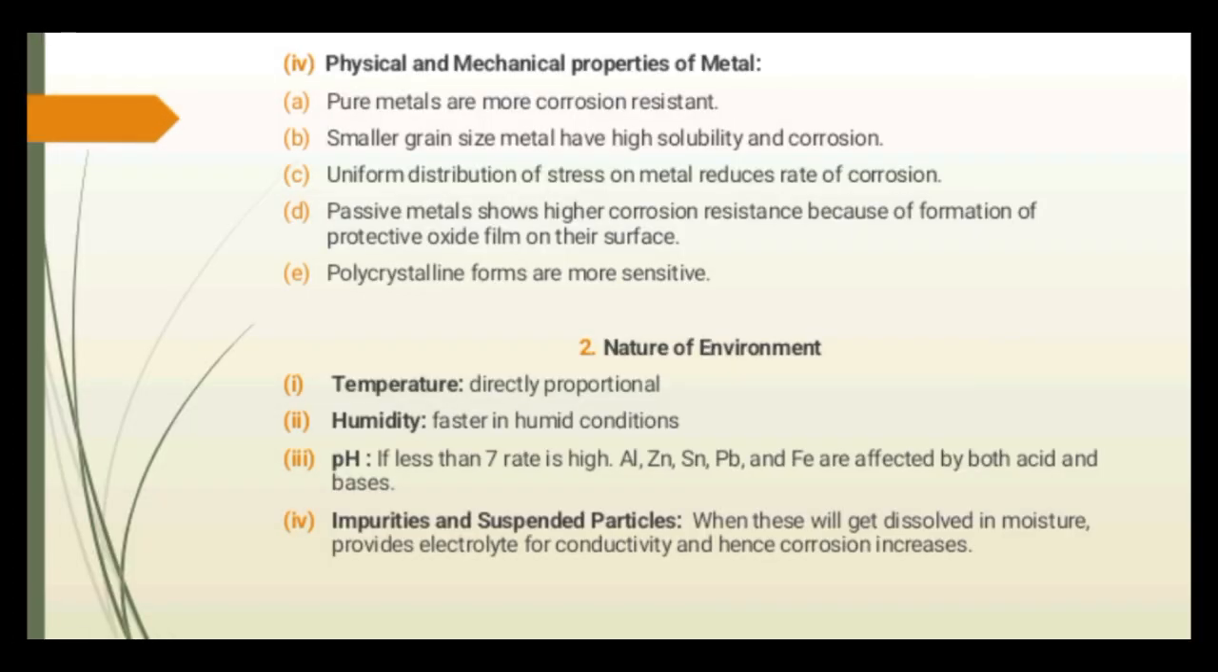The second factor affecting corrosion is the nature of the environment. The nature of the environment also influences corrosion rates. Factors such as temperature, humidity, and pH level and the presence of impurities can accelerate corrosion processes. For example, a lower pH level typically results in higher corrosion rates.